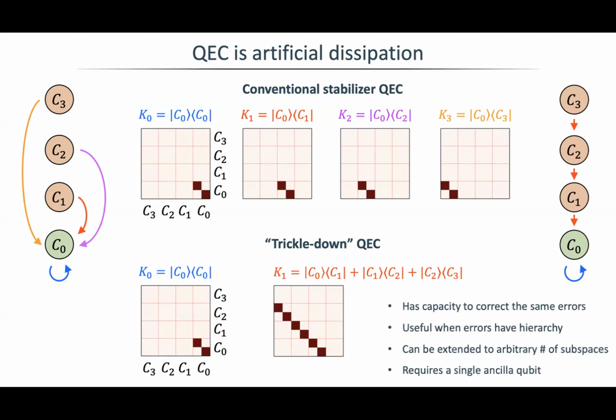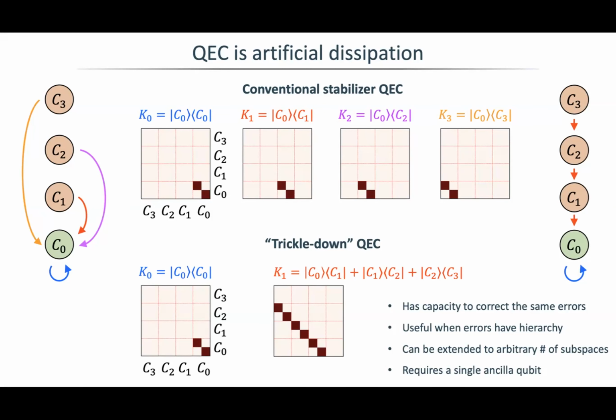And this approach can correct all of the same errors as the previous one. The difference is that it can't do that in a single application of the channel. For example, if the error throws you into this subspace, it will take 3 hops to completely recover from it. In this sense, it's slower, and it makes sense to use it if errors have some kind of hierarchy, meaning that this one is much less likely to happen than that one. The repetition code doesn't have that a priori, but we'll see later that the GKP code has that. And we call this trickle down because that's how it looks.